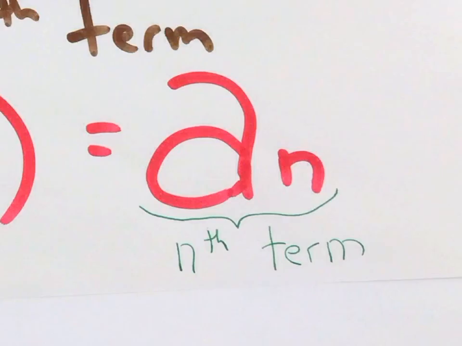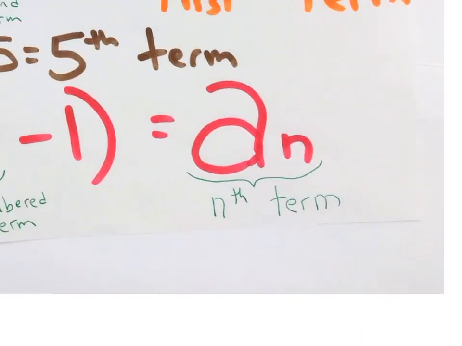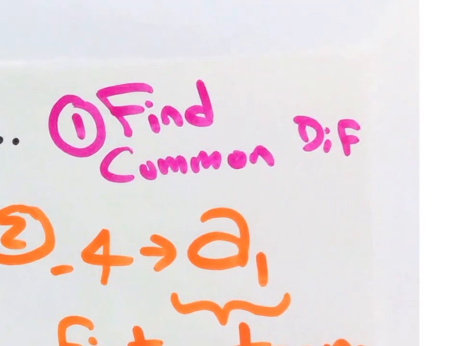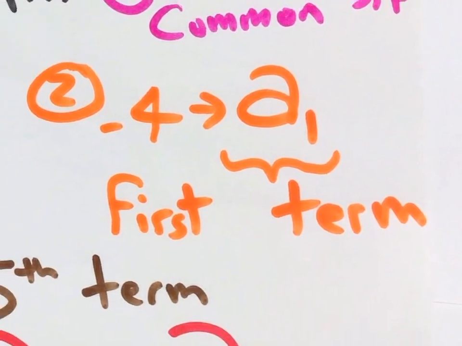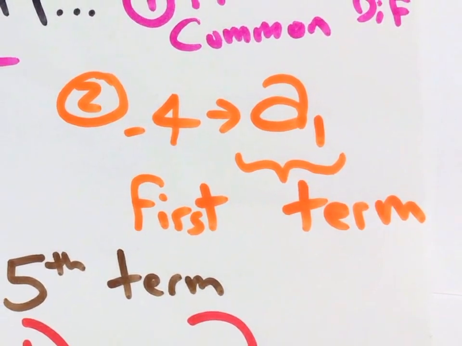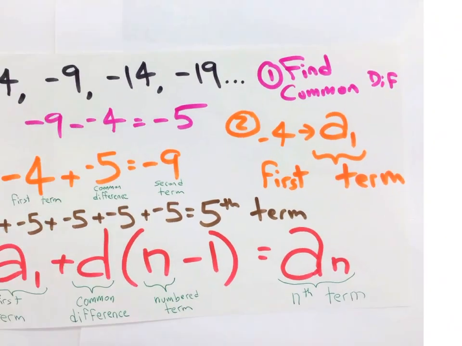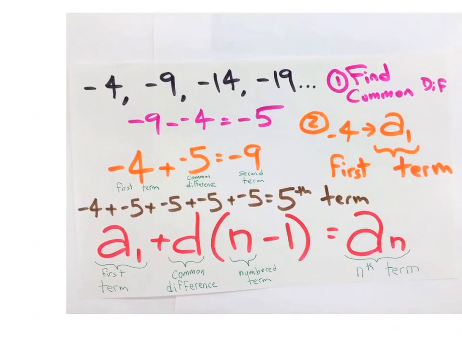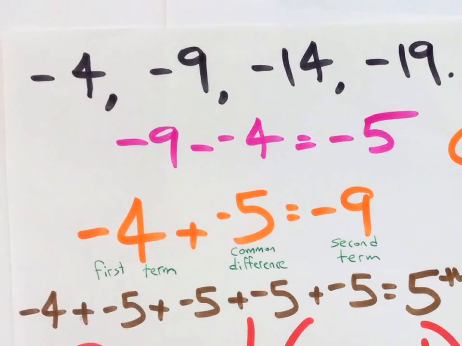So what are some of the steps to finding the nth term, or a sub n? The first thing that we're going to need to do in these kinds of sequences is find the common difference, and then we're going to have to find the first term. In this case, we're going to refer to it as a sub 1, and let's look at a quick example. Here I have a sequence of 4 numbers, and I notice that the first number is negative 4.